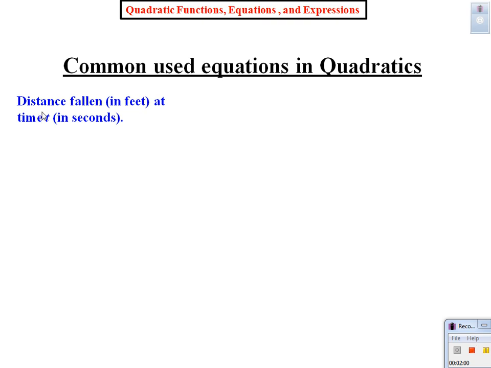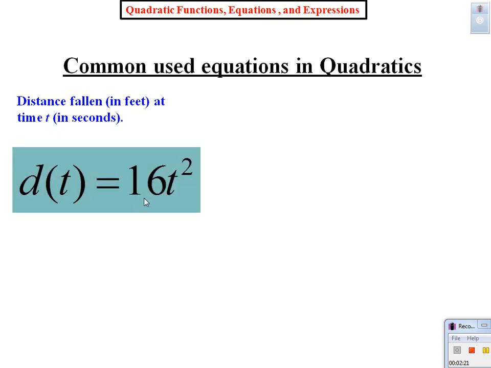It says, distance of a fallen object in feet at time t in seconds. This first formula is the distance of a fallen object in feet at a time t in seconds. What is that formula? The formula is d of t equals 16t squared. d of t equals 16t squared. I hope if you look at it, one thing that is obvious is the letter d, which means the distance of the fallen object in t seconds.